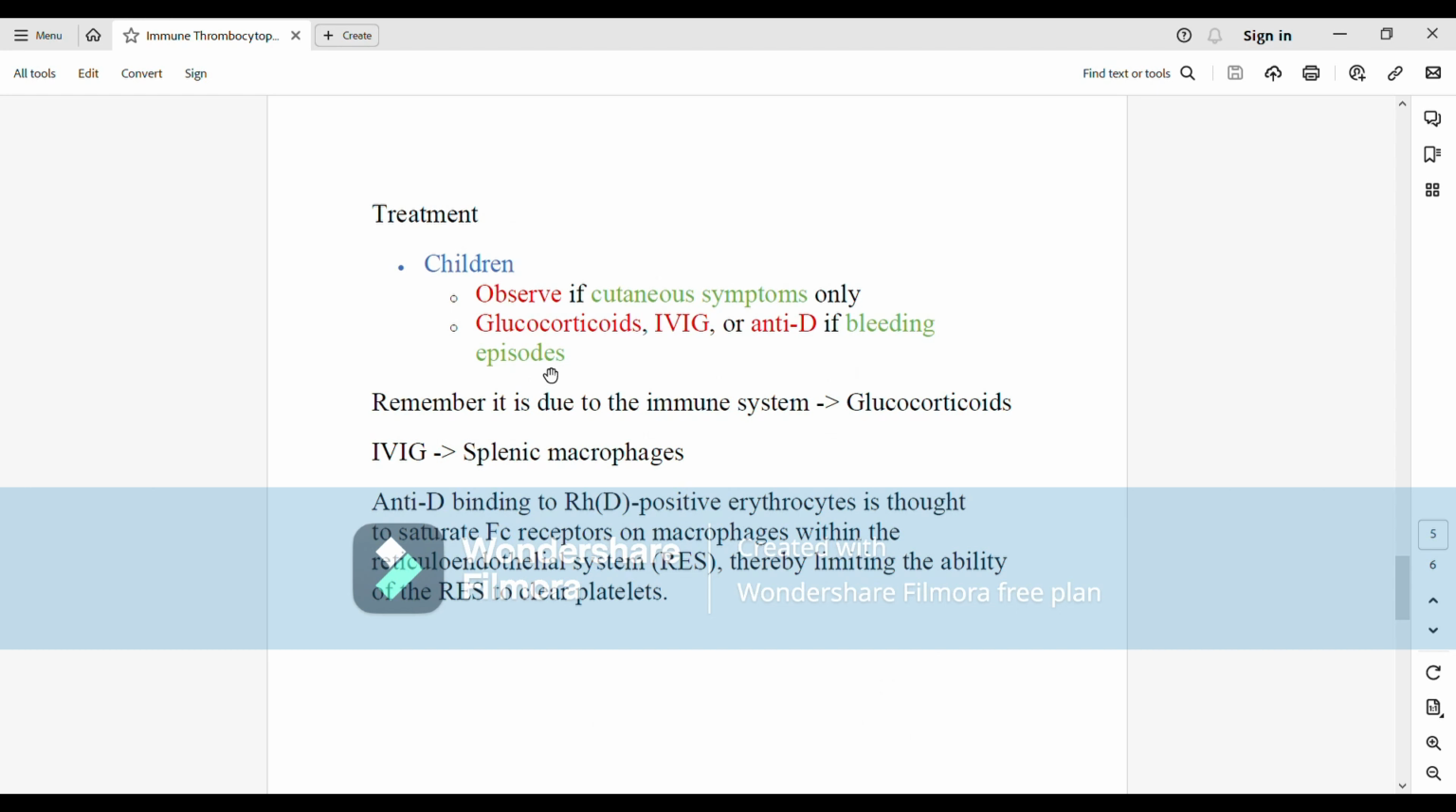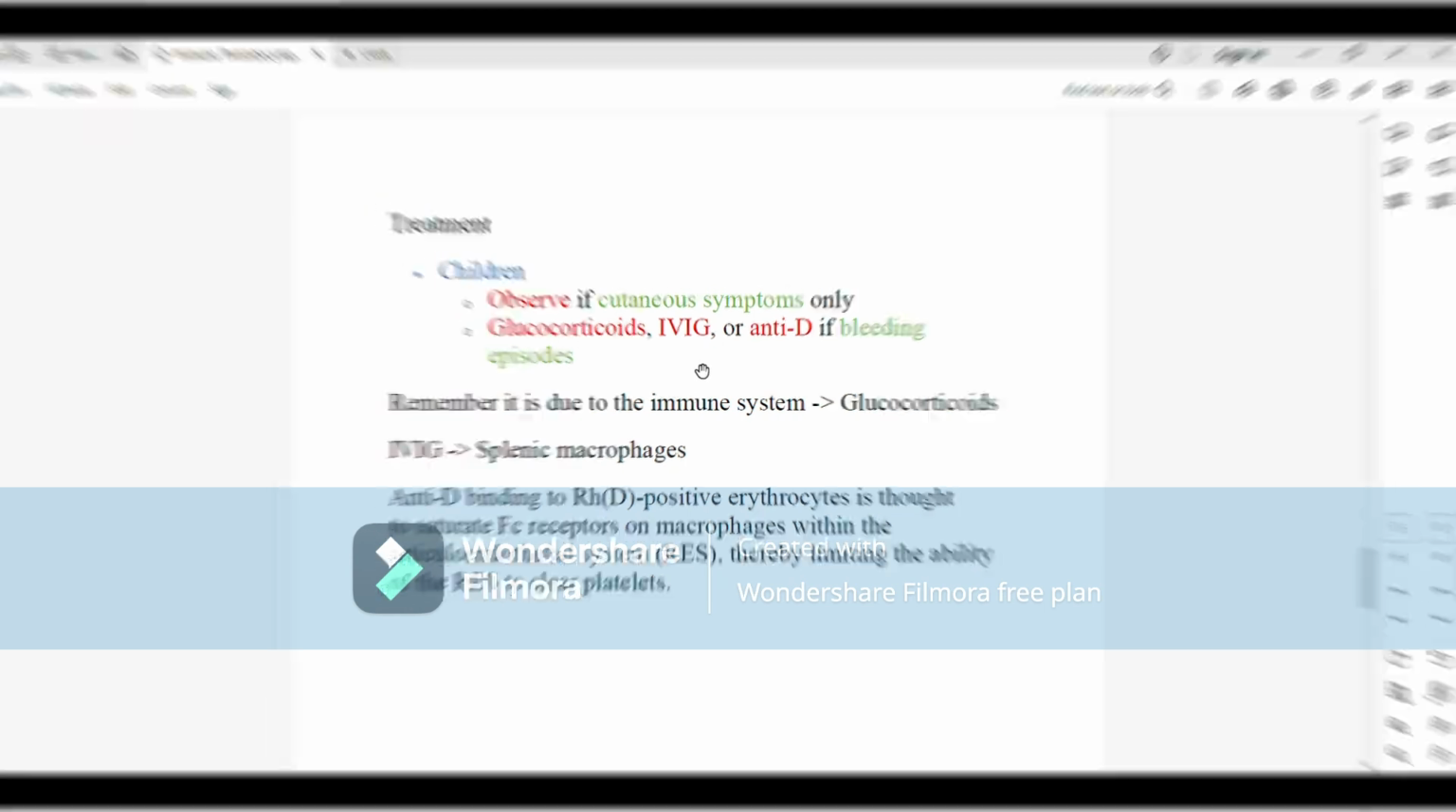So these are the three therapies. You can use glucocorticoids as it inhibits the immune system. You can use the IVIG as it engages the macrophages and so the platelets are spared. And you can use the anti-D, but only if the patient is Rh positive.